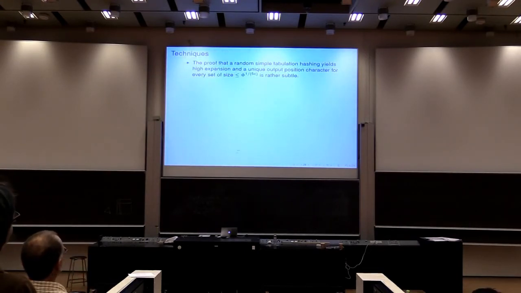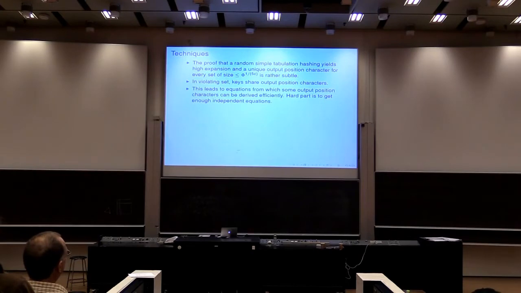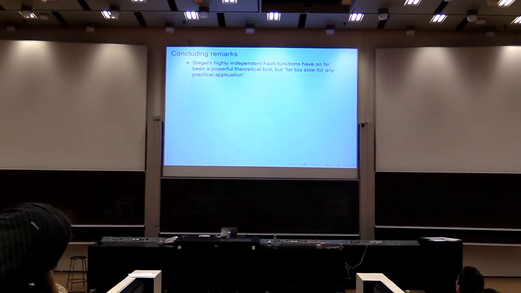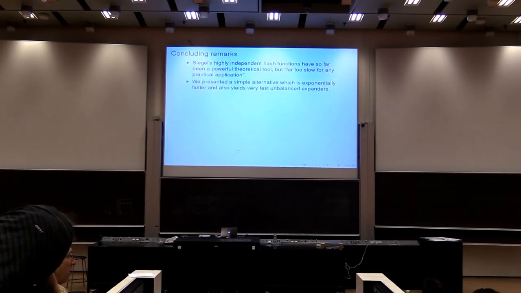So the proof of this kind of thing, I don't think I want to really talk about that. It gets a little bit subtle. You can look at these violations, which are a little bit like these trees the other guys have been talking about, and yeah, I will not really get into that. I'll just say that Siegel's high-dependent hash functions have so far been powerful theoretically, but far too slow for any practical application. And now we have this simple alternative, which is exponentially faster, and which also gives these fast unbalanced expanders.